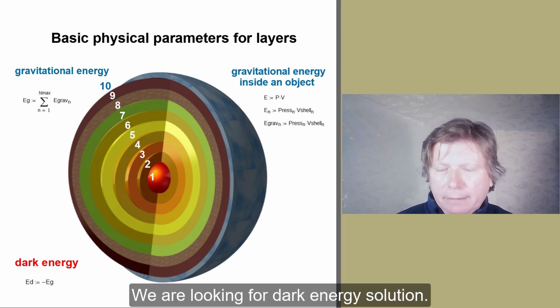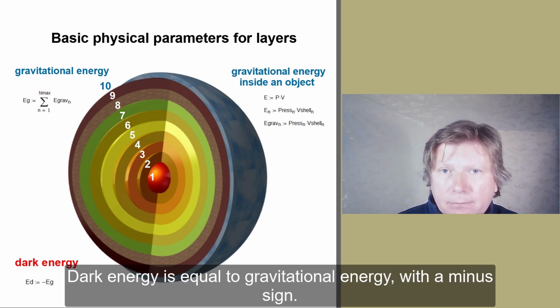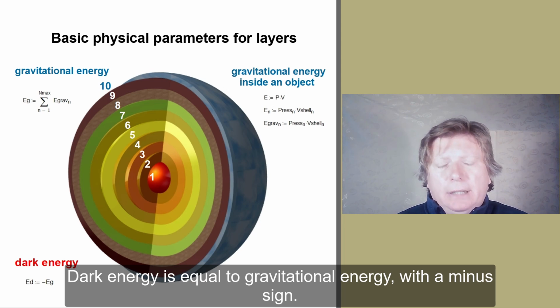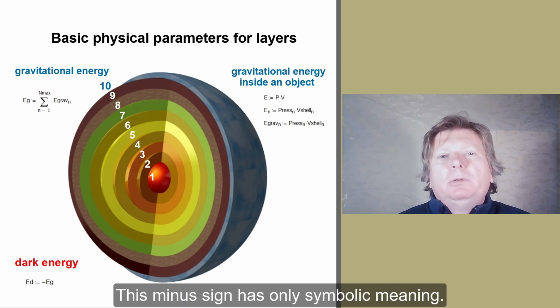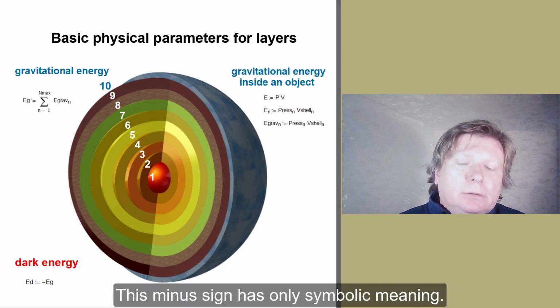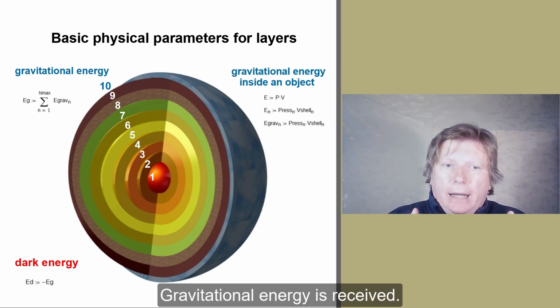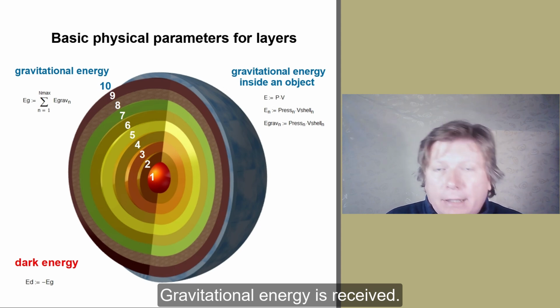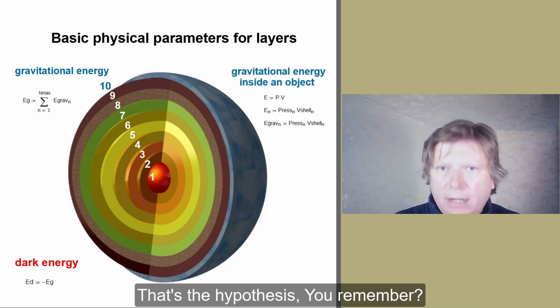We are looking for the dark energy solution. Dark energy is calculated automatically. Dark energy is equal to gravitational energy with a minus sign. This minus sign has only symbolic meaning. Dark energy is flowing in. Gravitational energy is received. The astronomical object is like a receiver for the dark energy. That's the hypothesis, you remember?